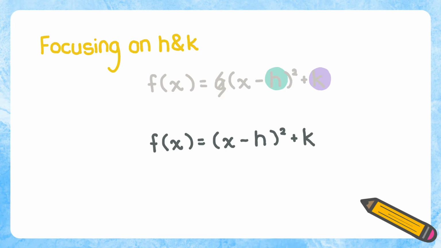Before we look at examples, let's review what h and k do. What do h and k tell us? So h gives us our horizontal translation. It tells us whether to move to the left or to the right. If h is positive, we move to the right. And if h is negative, we move to the left.